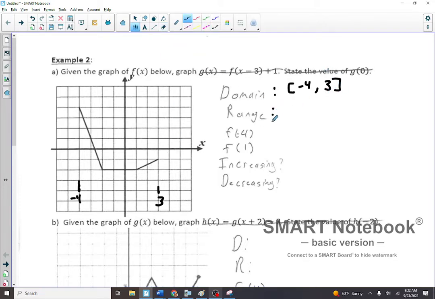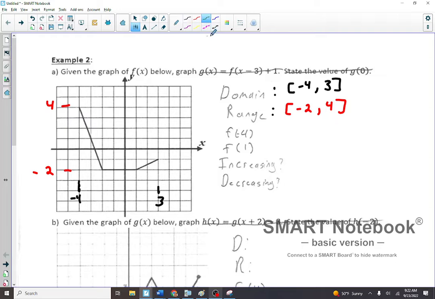All right, the range in this case is over here. It's going to be how high you go and how low you go. So the highest point I get to is over here, which is 4. And the lowest point I get here is -2. So my range is going to be a hard bracket, -2 to 4.